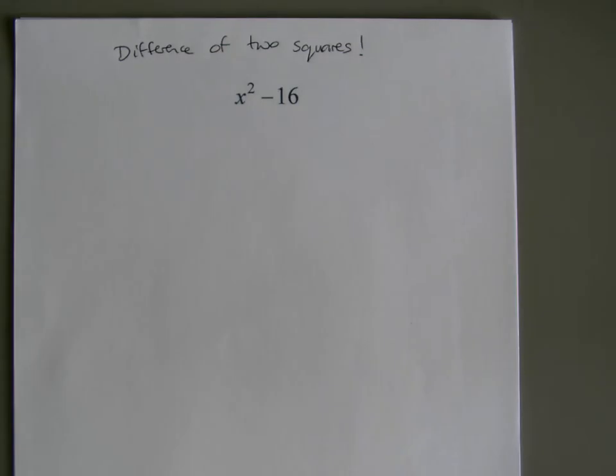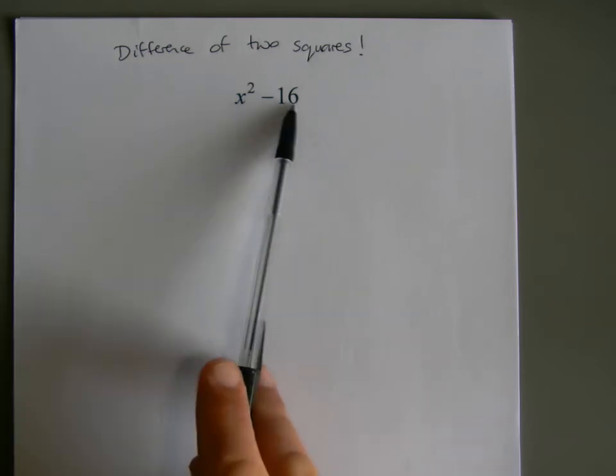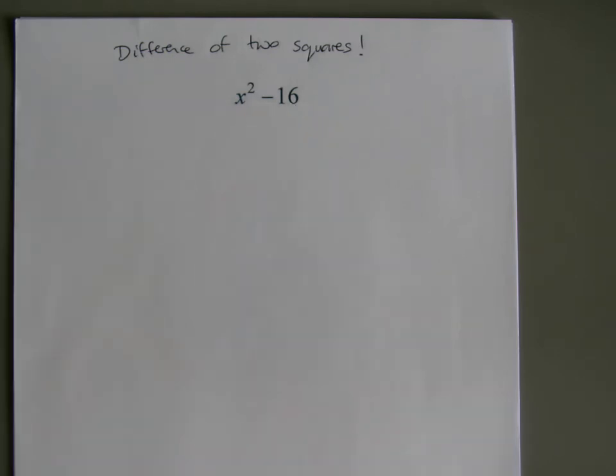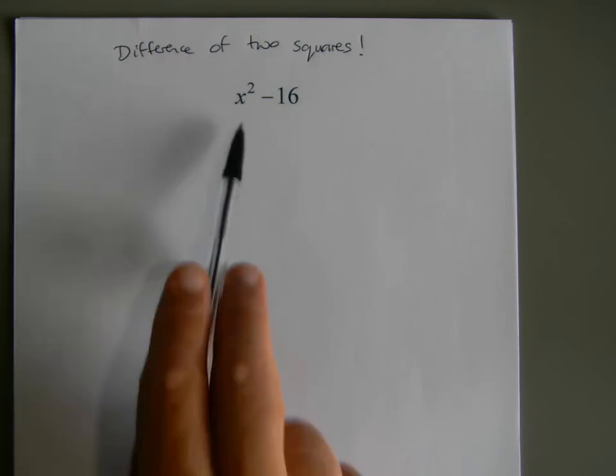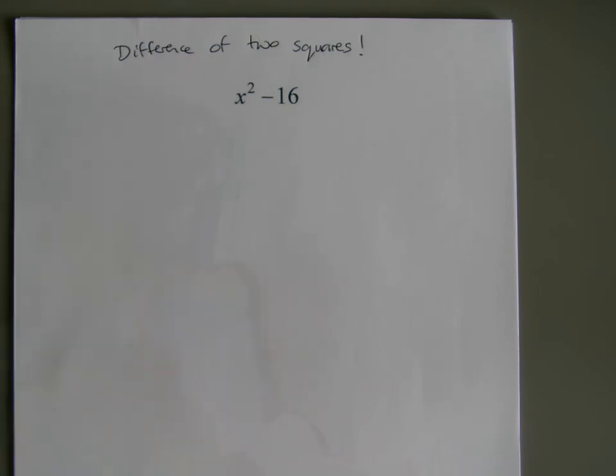So this final type of quadratic we're going to look at is often called the difference of two squares. A difference, of course, because there's a minus there, taken away. And you might notice that they're both squares. 16 is a square number, because it's the square of 4. And of course, x squared is a square number. It's the square of x.